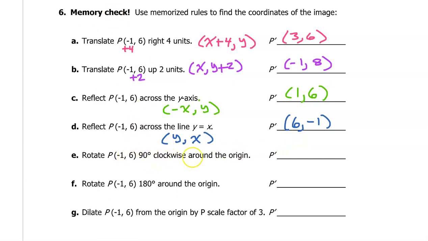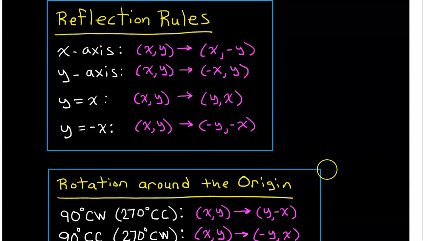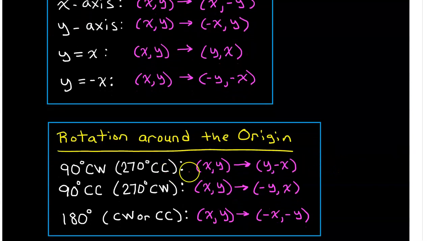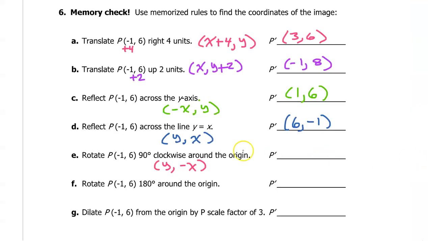All right, 90 degrees clockwise around the origin. The memorized rule for that is y, opposite of x. Again, I'm just grabbing these rules right off of my memorized list. 90 degrees clockwise, that's y, opposite of x. So I start with the y value, which is 6, and then I do the opposite of the x value. The opposite of -1 is +1. So the answer is 6, 1.